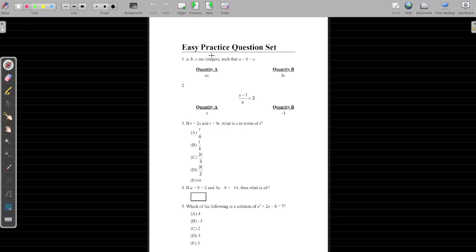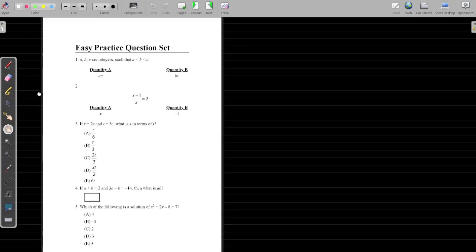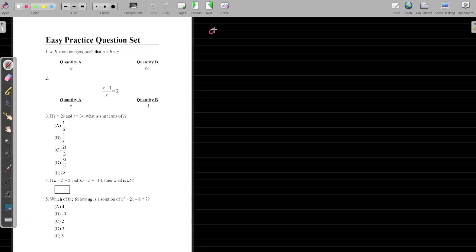Now I am going to solve the easy practice question set. So first of all, the first question is: a, b and c are integers and a is less than b less than c. Suppose I am assuming the values of a, b and c are 2, 3 and 5. Then what is the value of AC? The value of AC will be 10, right? And the value of BC will be 15, right?